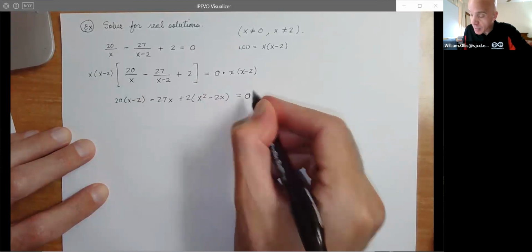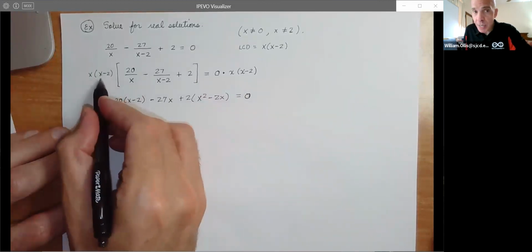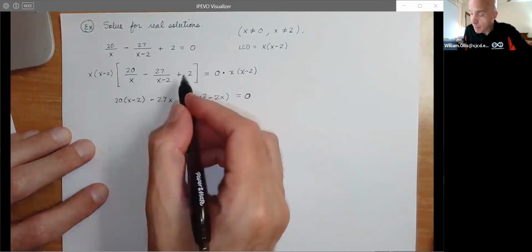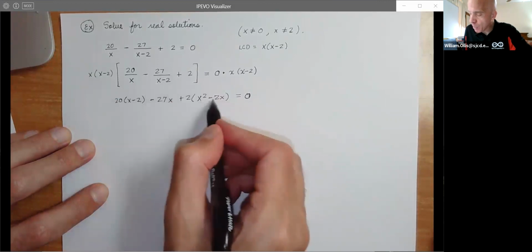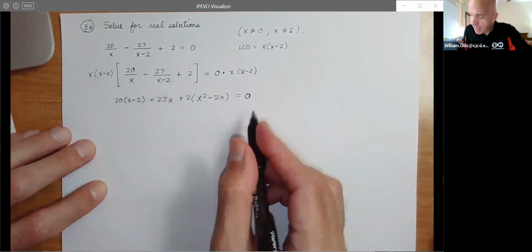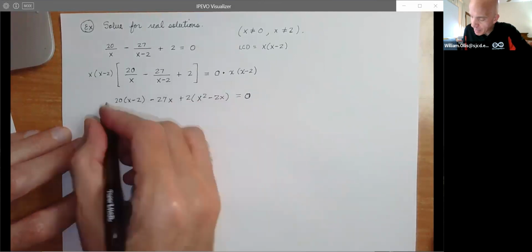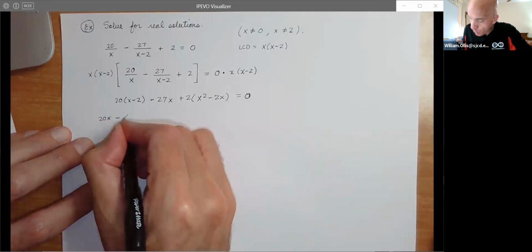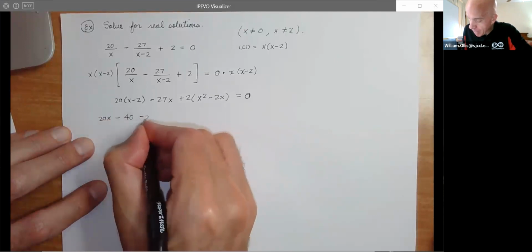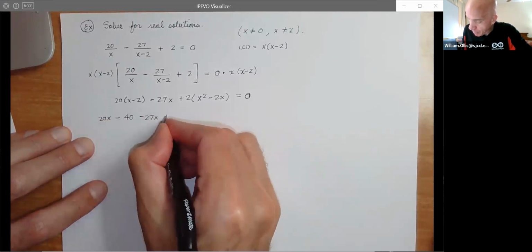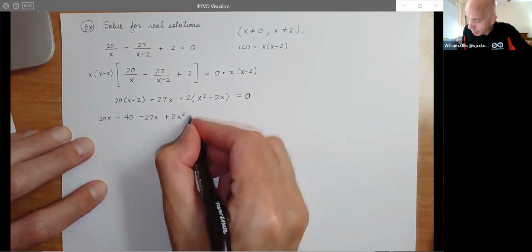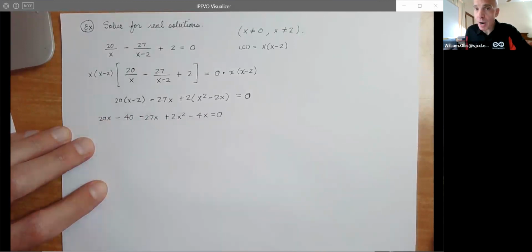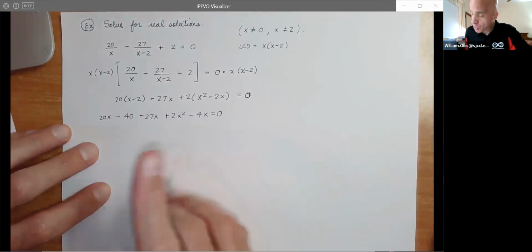Now, the reason you leave this factored here is so it's very easy to visually absorb the common factors. But when I get here, I know I'm going to have to multiply that out. So I'll go ahead and do it. Now let's go ahead and multiply, and then we'll collect terms. So we have 20x minus 40 minus 27x plus 2x squared minus 4x equals 0. So you're seeing that we're generating a quadratic equation from this original equation.